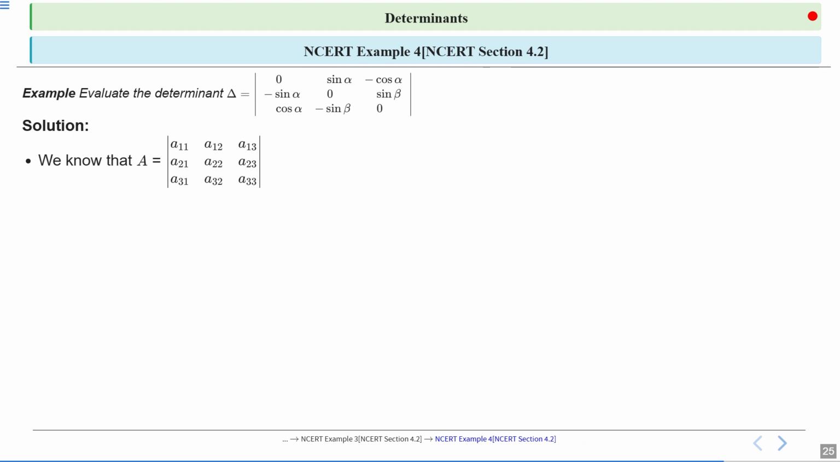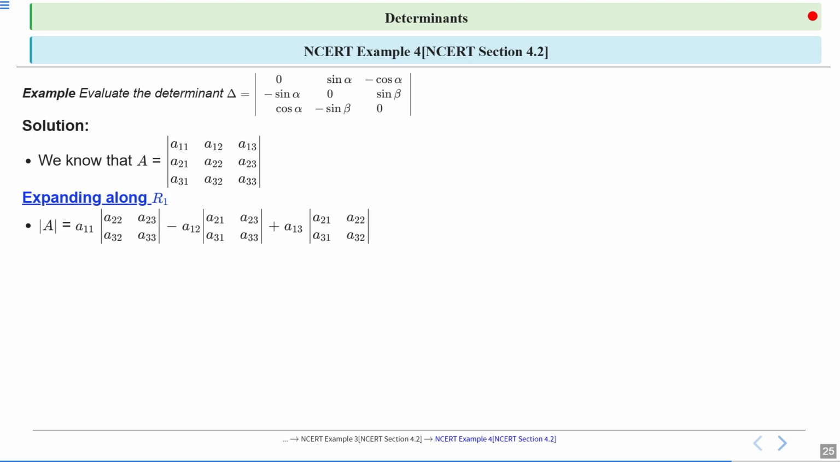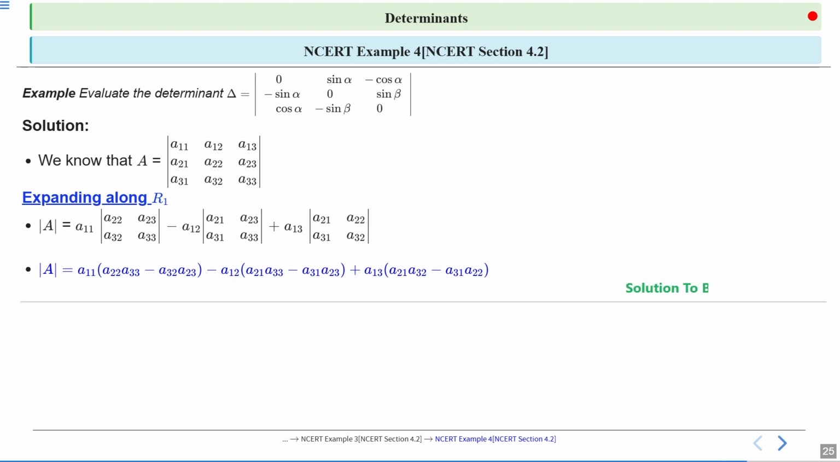So A is equal to A11, A12, A13, A21, A22, A23, A31, A32 and A33. When we expand along R1, we get the determinant of A as A11 into the determinant of A22, A23, A32, A33, that is just cancelling the first row and first column. Similarly for elements A12 and A13. So we get the formula for calculating the determinant when expanding along R1.